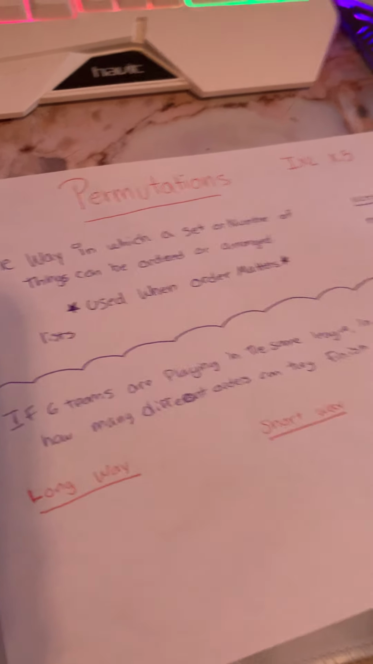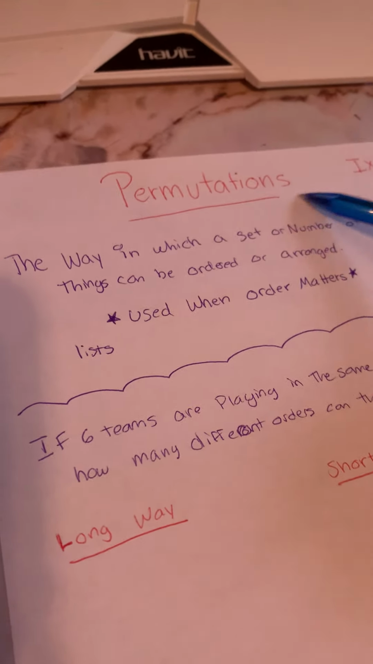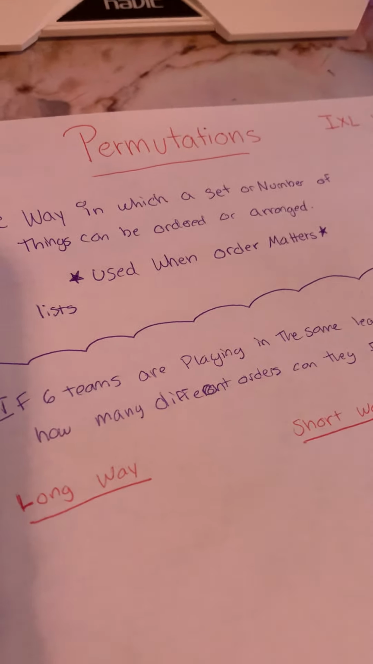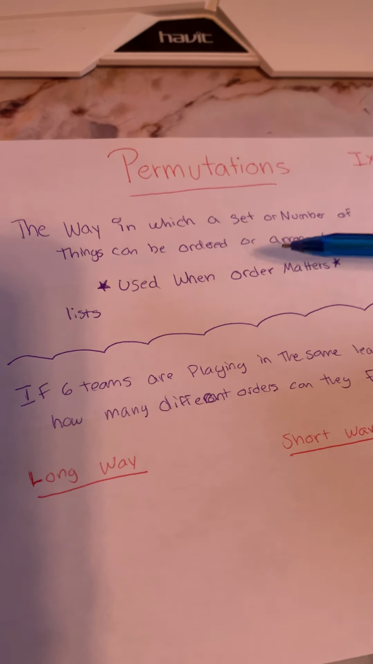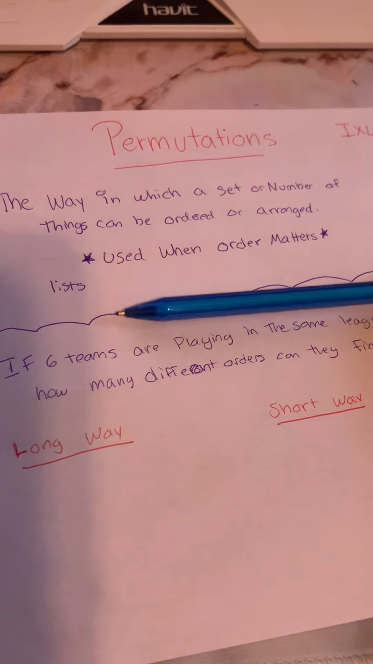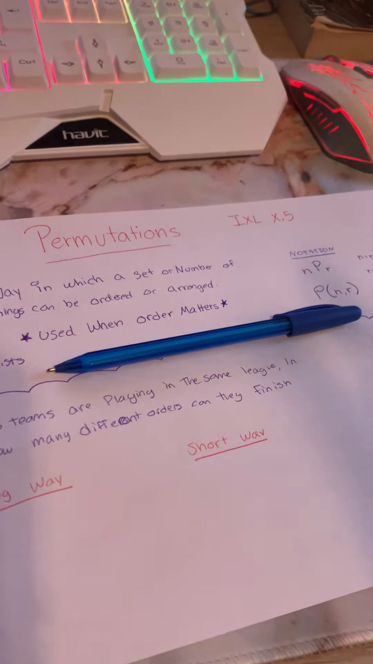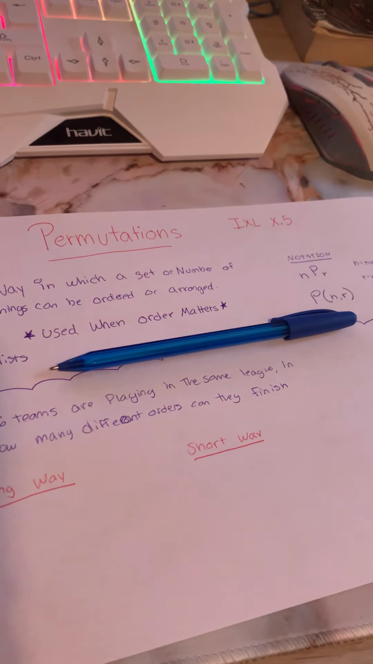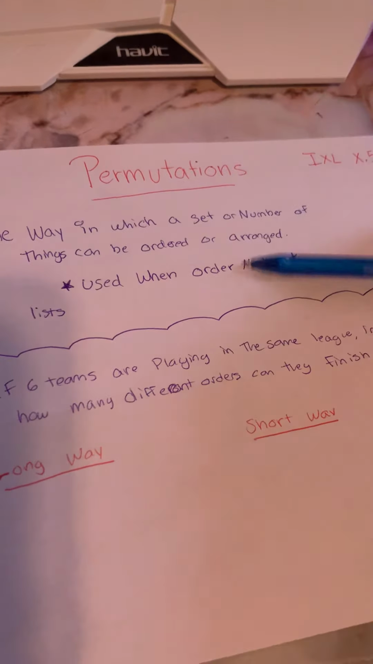Alright, so IXL X5 is called permutations. Permutation is a really long word that means this. It's the ways in which a set or number of things can be ordered or arranged. Like if you have 5 books that you want to put on a bookshelf, how many different orders can you put those books in? So that's what it's going to tell you. How many different orders are there?